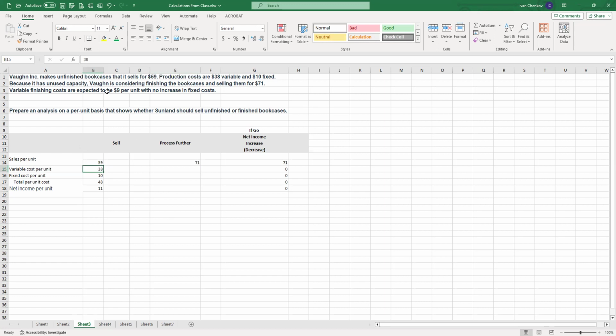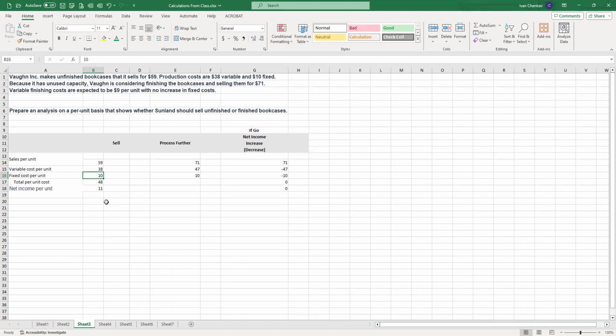38 plus 9, correct? Yes, Professor. Plus 9. 47. How much will be the fixed cost? 47. No, they say no increase in the fixed cost. Yes, Professor. No increase, so it's going to stay the same.